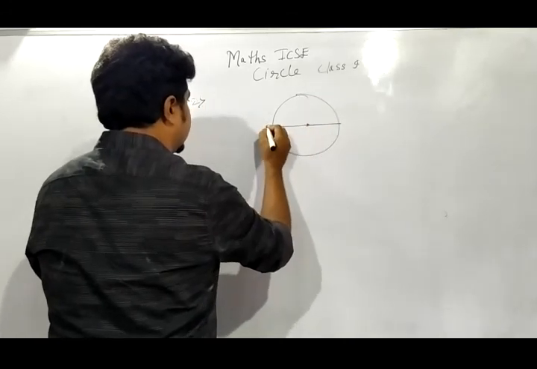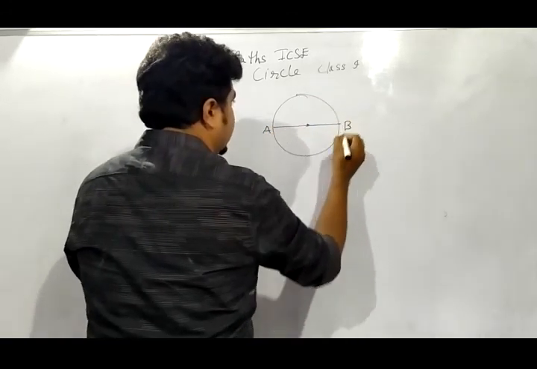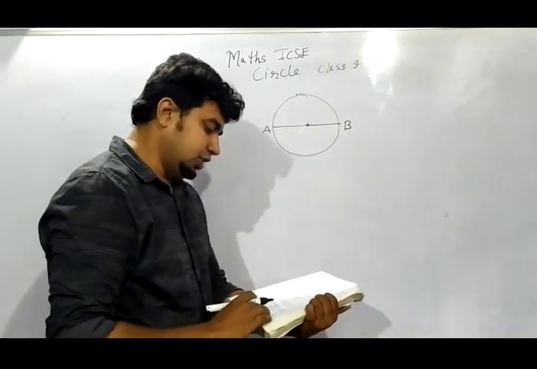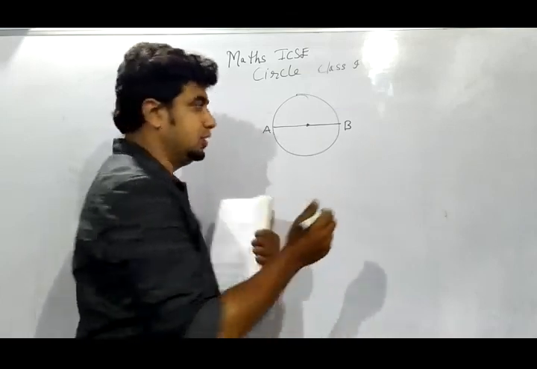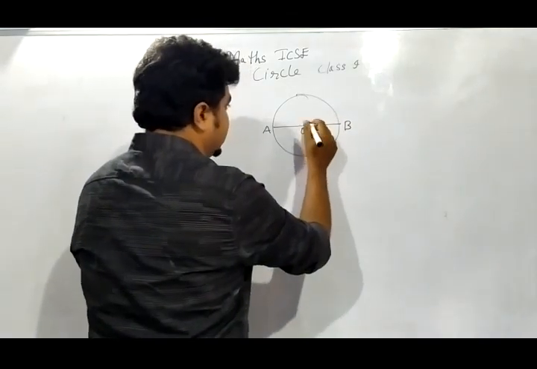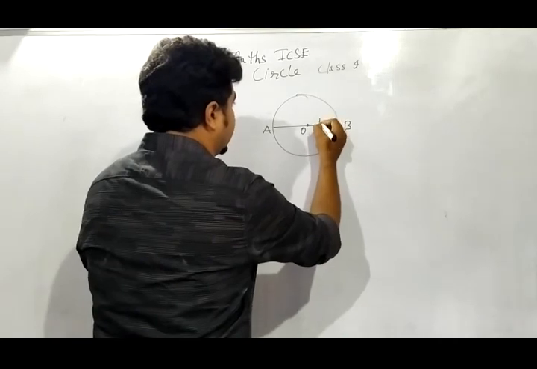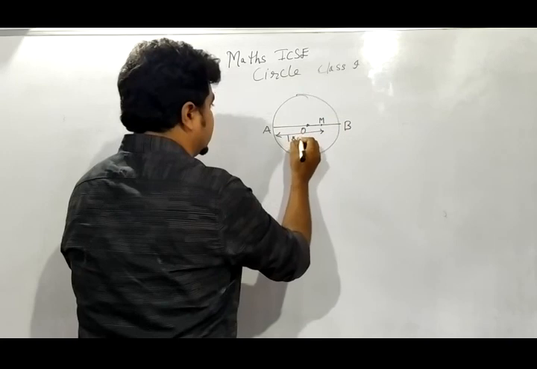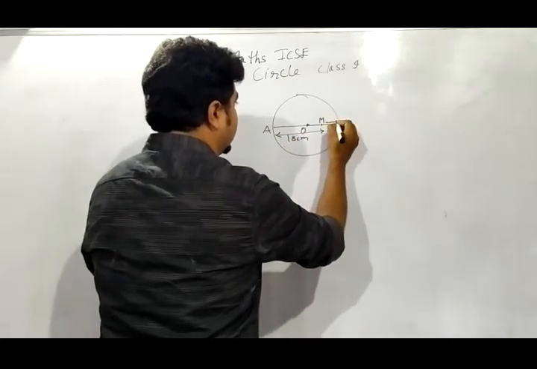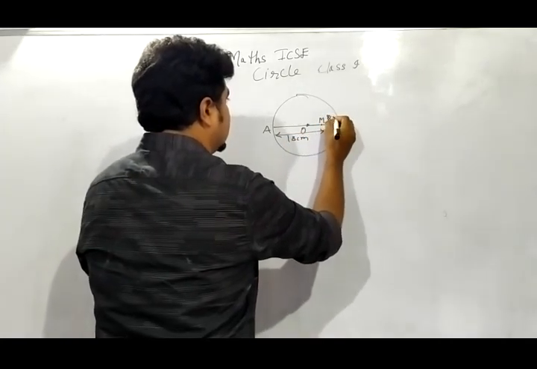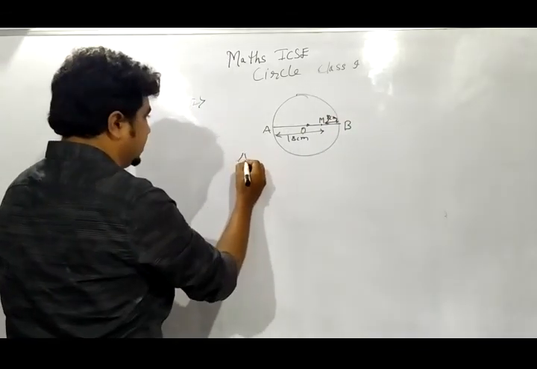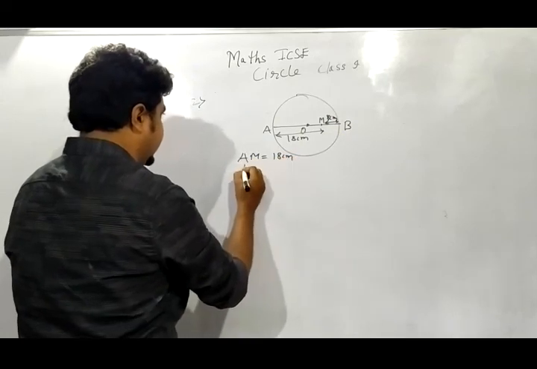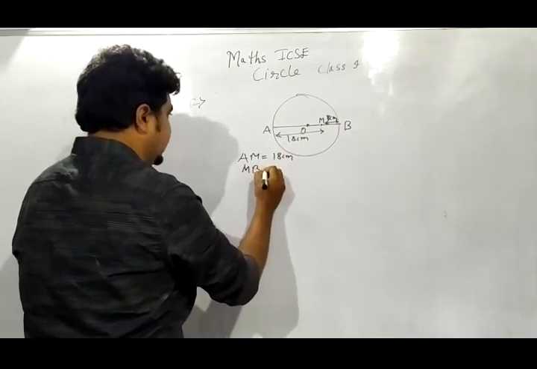AB is the diameter of the circle, and the second thing given to us is that M is a point on AB such that AM is equal to 18 centimeter. I am taking O as the center and M is a point here. So AM length will be equal to 18 centimeter and MB will be equal to 8 centimeter.